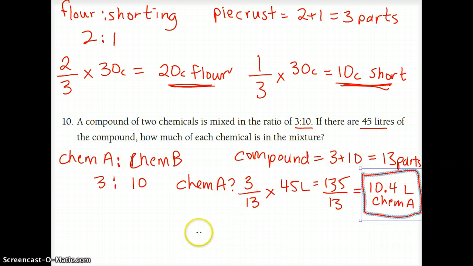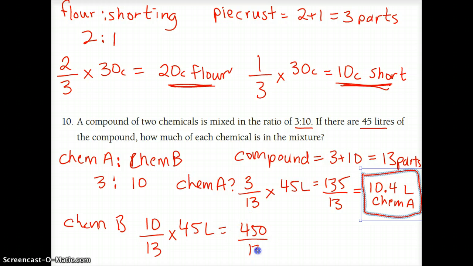For chemical B, we know it's 10 parts. So chemical B is 10 parts over 13, because that's the amount of parts total, times 45 liters. And that equals 450 divided by 13. And that is equal to 34.61. And we're going to round it to first decimal place here, so it'll be 34.6 liters of chemical B. And that's how you solve question number 10.